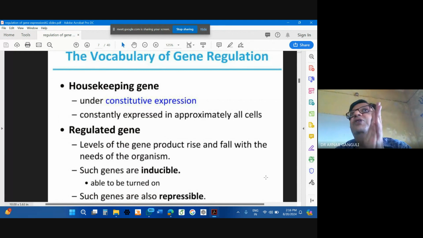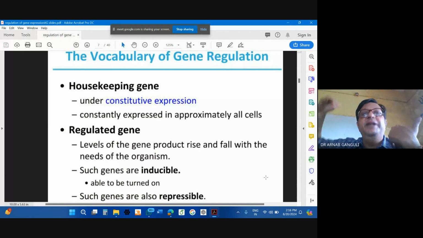but this is regulation. It can be inducible, बढ़ जाता है. It can be repressible, घटा देता है from housekeeping activity.